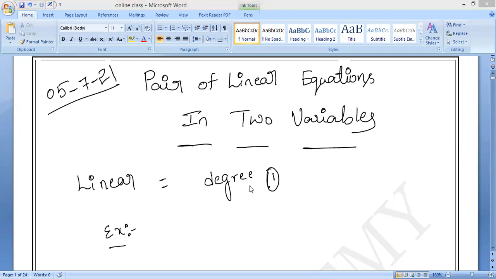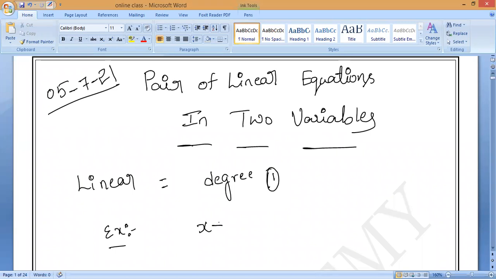Speak, all of you. What is that silence? x plus 2. Good. x plus 2. What is the degree? Here x has power 1. The highest power is called the degree, correct? What is the degree? 1. So it is a linear polynomial.